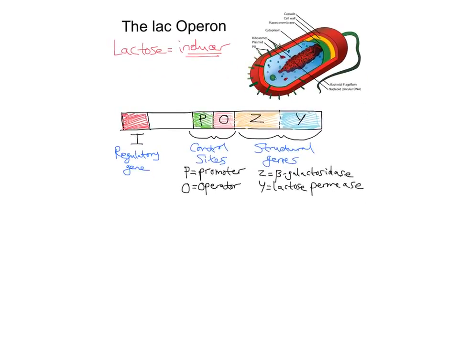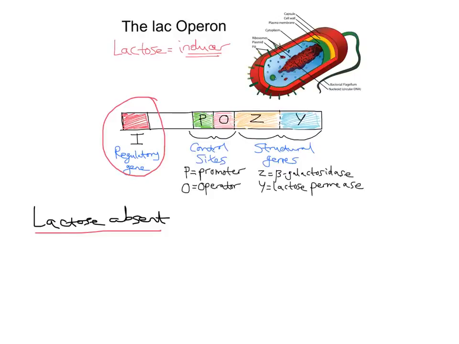So let's think about when lactose is absent. What is actually happening with this operon? Well, the first thing is that the regulatory gene is expressed. So that I region right here, we're actually going to express that gene, and it's going to produce what's called the repressor protein. Now this protein has two binding sites. One is for lactose, but one is also for the operator region.